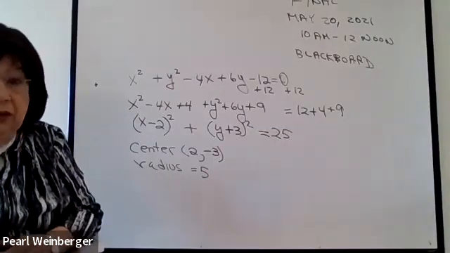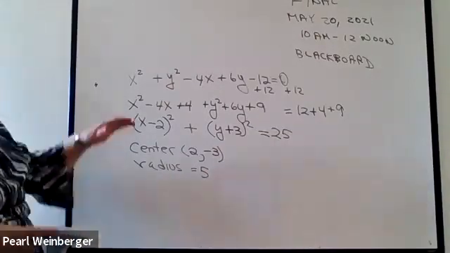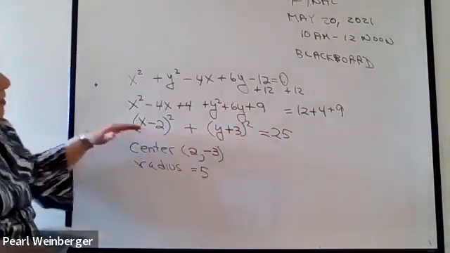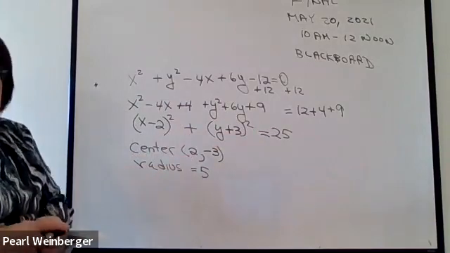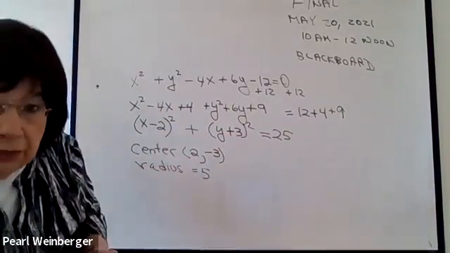So what we have to do is complete the square so we get our equation in standard form so we can read what the center and the radius is. Any question about that?